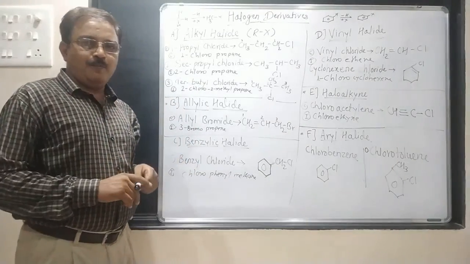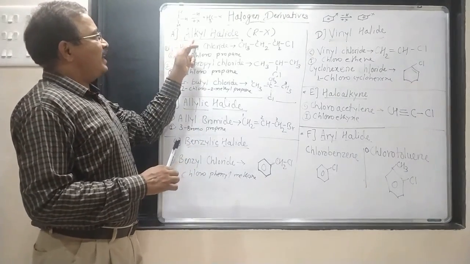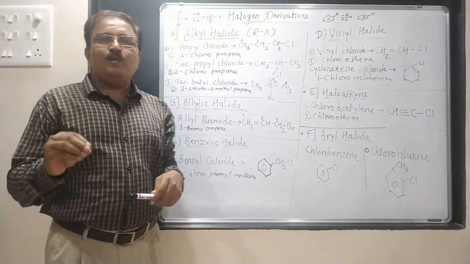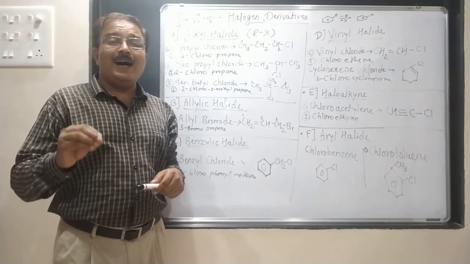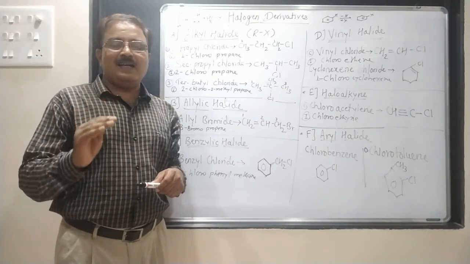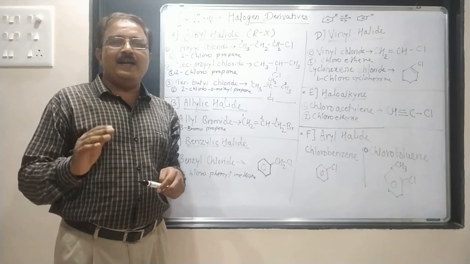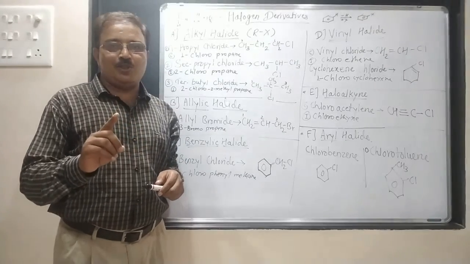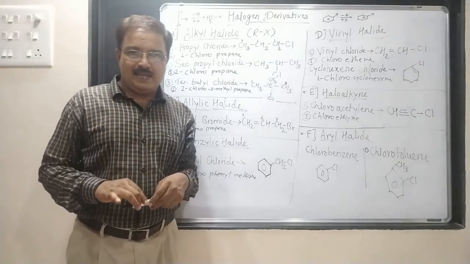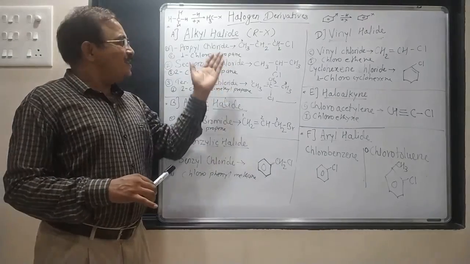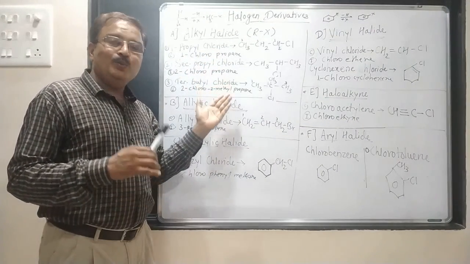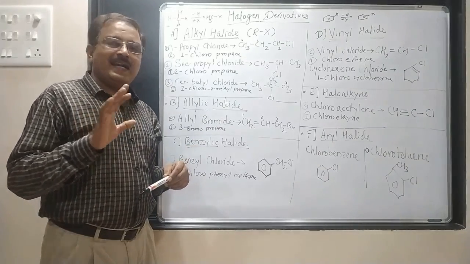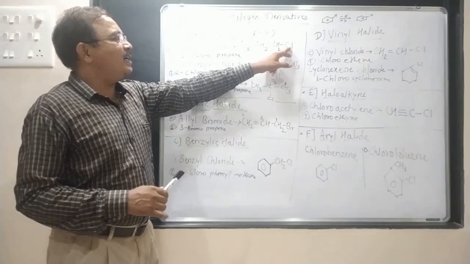The first example of halogen derivatives we will try to understand is alkyl halides. First of all, let us try to understand the definition of alkyl halides. Alkyl halides are the compounds obtained by replacement of one hydrogen atom from an alkane by halogen. Okay. Now these alkyl halides are again classified into three classes, depending upon where that halogen atom is attached.